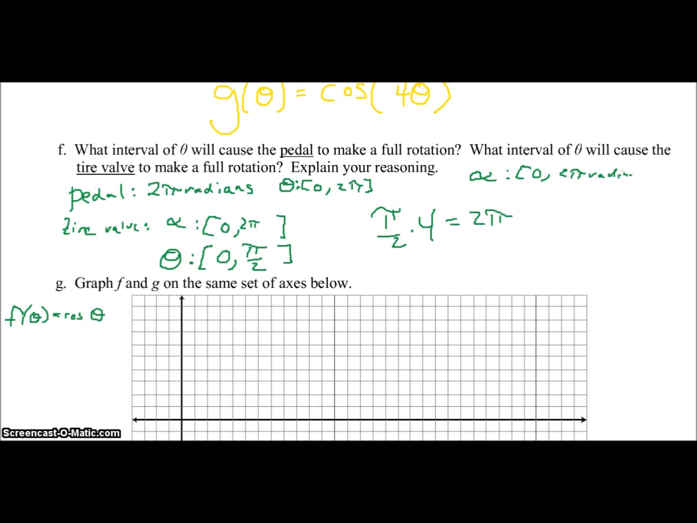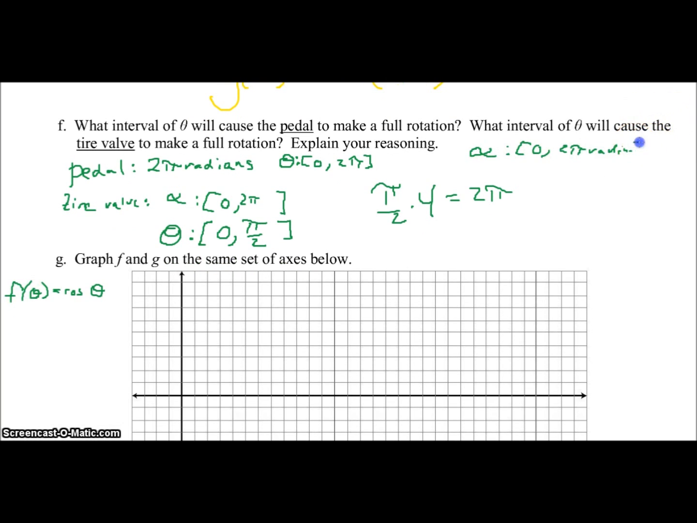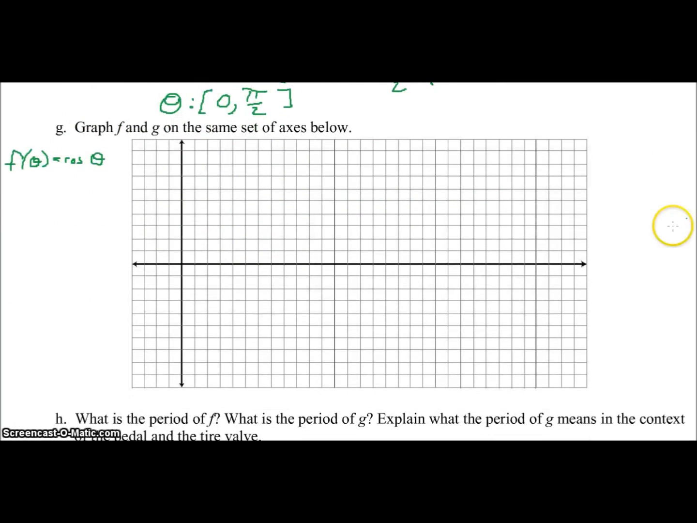So notice the difference here is that the periods are different. In terms of theta, if we say that the x-axis is theta, then the period for g is smaller than the period for f. So this would be theta in radians, and then the output is horizontal distance from the center of each circle.